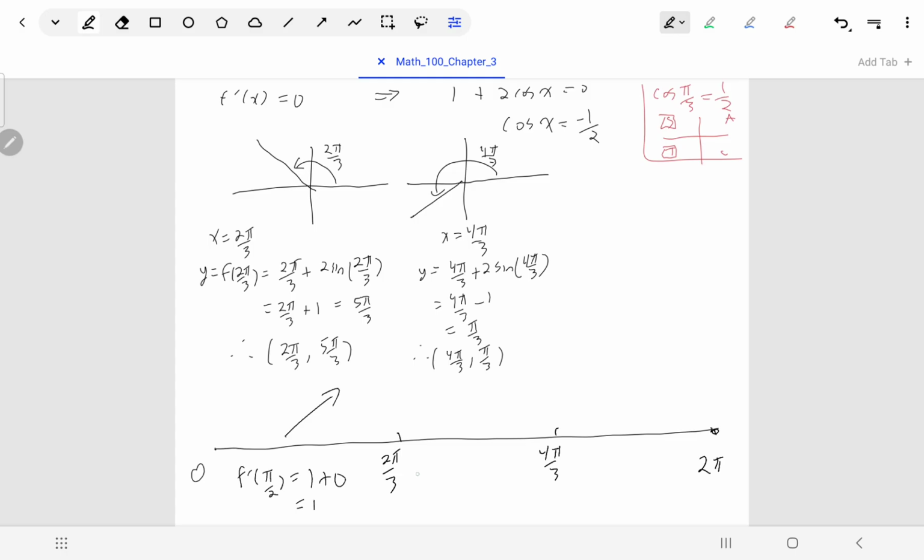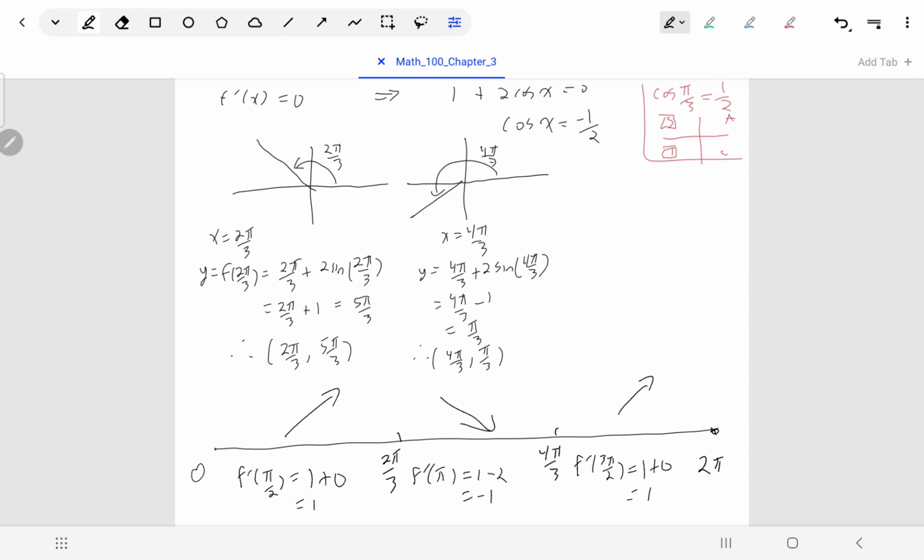Between 2 pi over 3 and 4 pi over 3, I would just choose pi. F prime of pi, you'd have 1 plus 2 times cosine of pi. Cosine of pi is negative 1, so you'd wind up with 1 minus 2, which is negative 1. We'd be decreasing. And between 4 pi over 3 and 2 pi, I would choose 3 pi over 2. And if I put in 3 pi over 2, I would get 1 plus 2 times cosine of 3 pi over 2. Cosine of 3 pi over 2 is 0, so we get 1 plus 0, which is just 1, and we're back to increasing again.